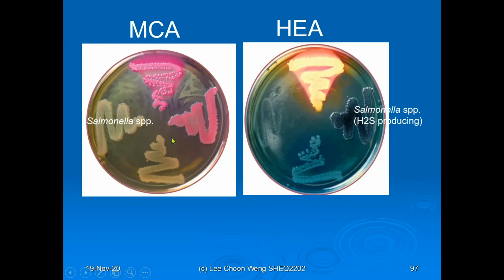So this shows the colony morphology of non-lactose fermenter versus lactose fermenter on MacConkey agar, and non-lactose fermenter versus lactose fermenter on HEA, or Hektoen Enteric agar. Here you can see that this Salmonella species produces H2S. That's why the colony is black.